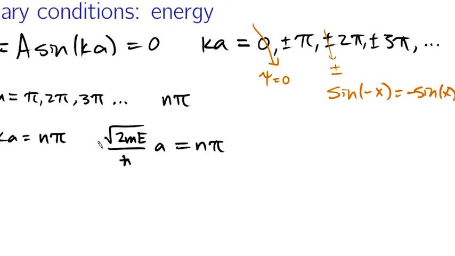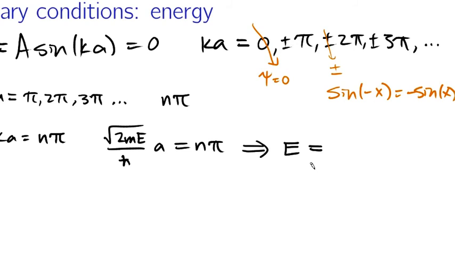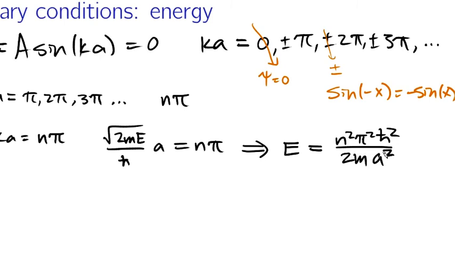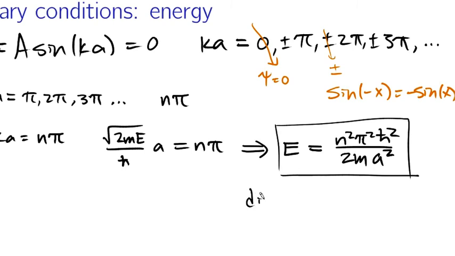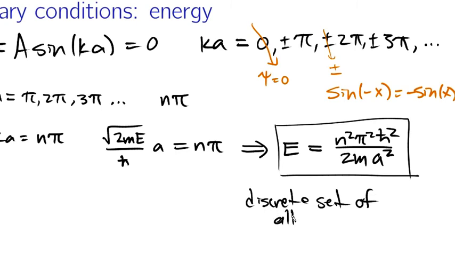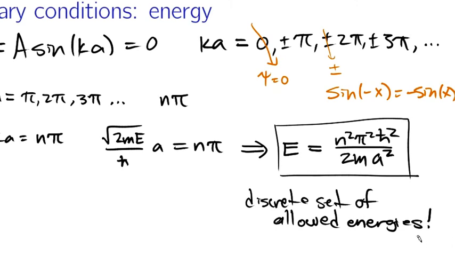m, that's a property of the system. h bar, that's a physical constant. The only thing we can really solve for here is E. So let's figure out what that tells us about E. If you solve this for E, you end up with n squared pi squared h bar squared over 2 m a squared. This is a discrete set of allowed energies. And I'm going to put an exclamation point there because this is important.